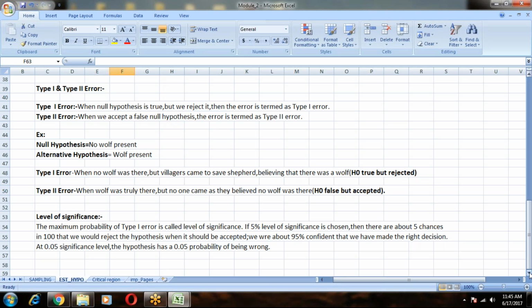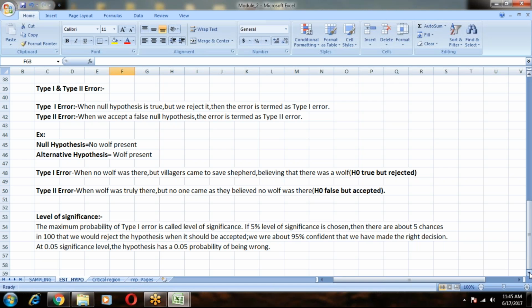Okay, so type 1 error is when your null hypothesis is true but you are rejecting it. It is termed as type 1 error. And when your null hypothesis is false but you are accepting it, we are calling it type 2 error.